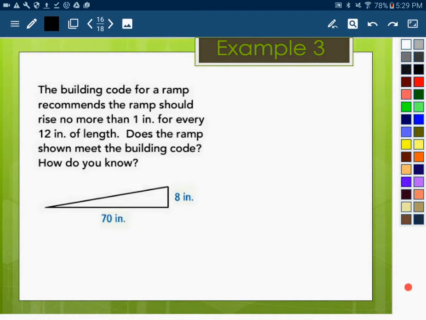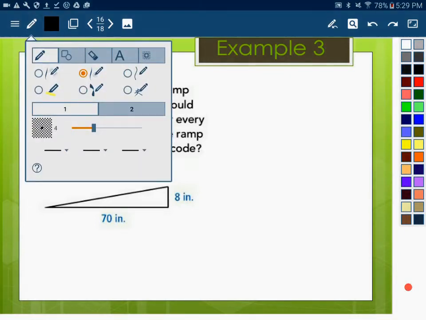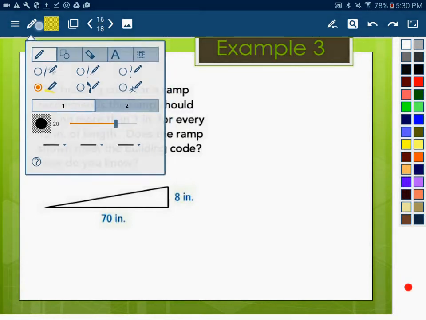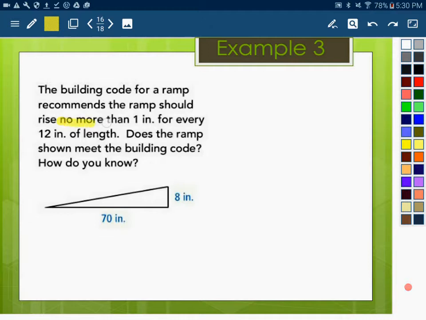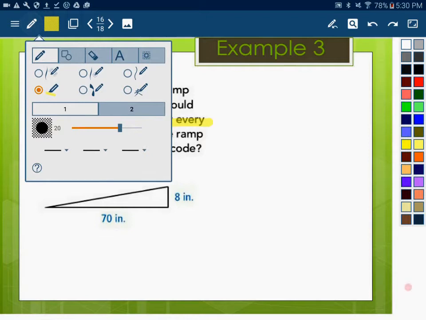This one says, the building code for a ramp recommends the ramp should rise no more than 1 inch for every 12 inches of length. Does the ramp shown meet the building code? How do you know? So we need to create a proportion having to do with the information they tell us. So let's take the requirement of a rise of no more than 1 inch for every 12 inches of length. And let's create a ratio with that.